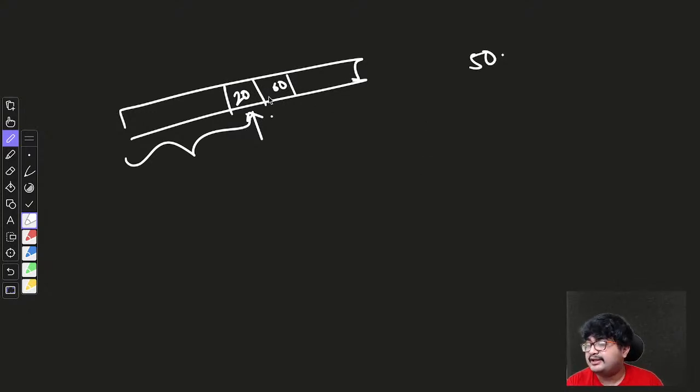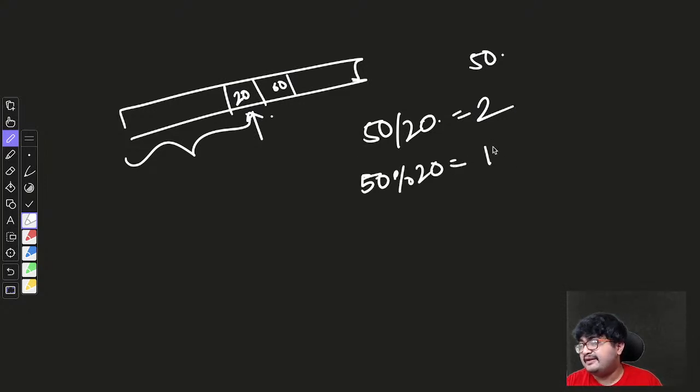Okay, that's one point. Second is, once he has 20, he will always prefer having 20 as long as he can afford it. How many times he can afford it is given by 50 divided by 20. So 2 times he can afford the 20 rupees chocolate, which gives 40. The amount he has left after that is given by 50 modulo 20. That is, he will have 10 rupees after that.